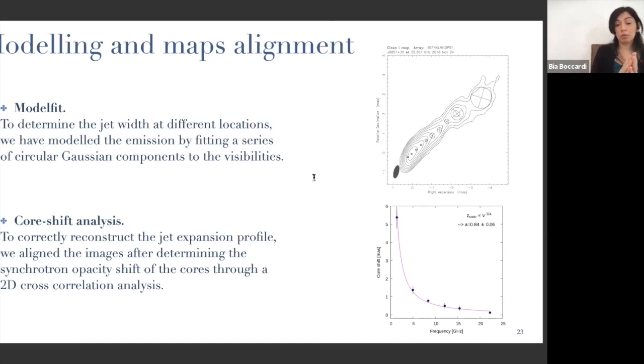So in each image, we have a core which is at the zero in our image, but physically these cores are not at the same location. So we need to correctly align the images after correcting for this opacity shift. And we've done that by performing a 2D cross-correlation analysis considering different pairs of frequencies. And here you can see the dependence of the core position as a function of frequency.